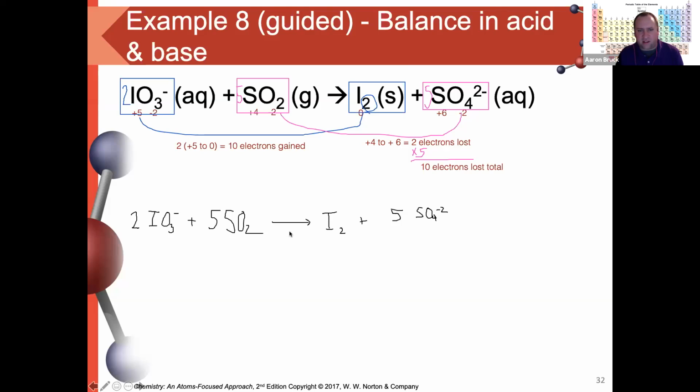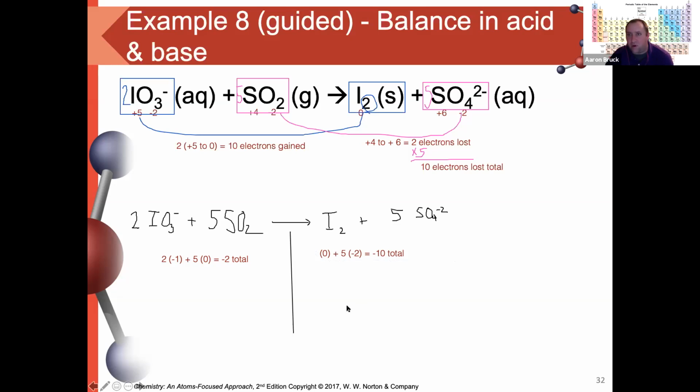The next step in the process is to divide the reaction in half and evaluate total charge. So I have 2 -1 charges for the iodates and 5 uncharged sulfur dioxides. So total charge of -2 on the reactant side. On the product side, I have uncharged iodine and 5 -2 charged sulfate ions. So a -10 total charge.